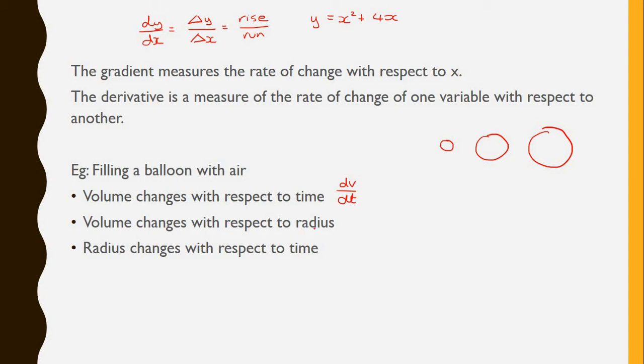Also, the volume will change with respect to radius. As the radius increases, the volume will increase as well. So that one we could write as dV dr. So the rate of change of volume with respect to the radius. Or we could have how the radius changes with respect to time. So over time, rate of change of radius with respect to time. And this is happening because as the balloon gets bigger, the radius will be increasing over time.